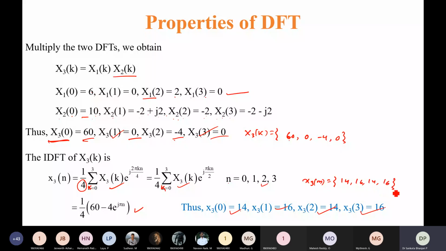You can verify. Previously we solved this problem using the general method, as well as the concentric circle method and the matrix method. You can verify your answer. You will get the same answer, because although we are using different methods, the result must be the same. So x3 of n is equal to 14, 16, 14, 16. This is the circular convolution of x1 of n with x2 of n, obtained using the property of circular convolution of the DFT.